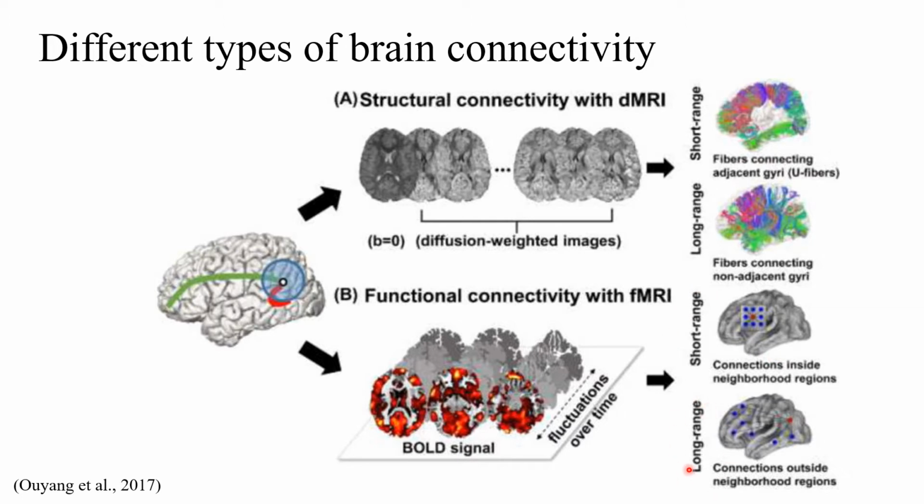As the name suggests, short-range connectivity are connections within a brain region or between adjacent regions. And long-range connectivity are connections between distant brain regions.